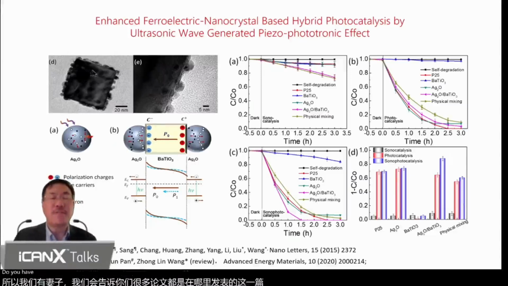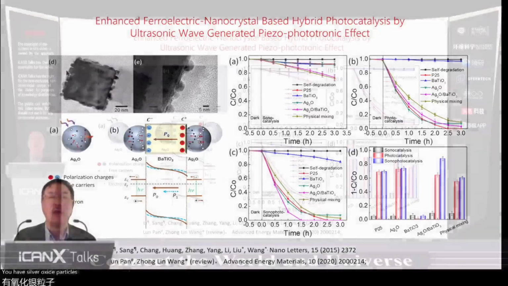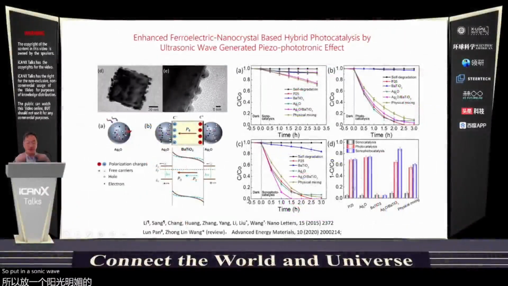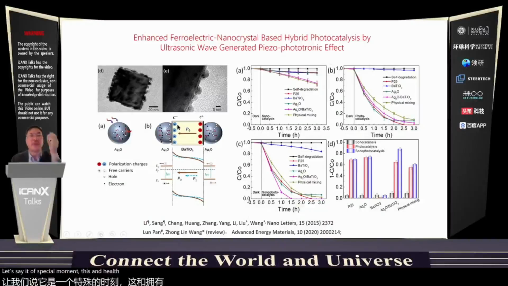So you have a barium titanate particle. On the surface, you have silver oxide particles. So you apply the sonic wave, and the BTO has a polarization. Let's say at a special moment, this end has the negative piezo charge, this end has the positive piezo charge. Now, the positive piezo charge attracts the electrons to the surface, to the interface, and rejects the holes.